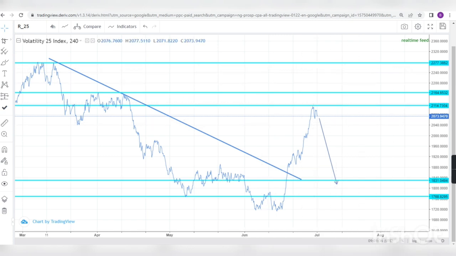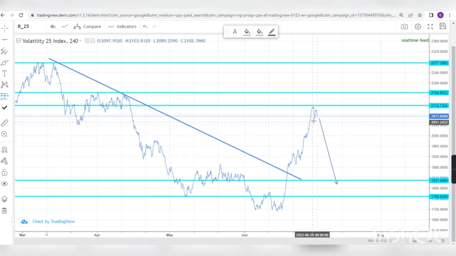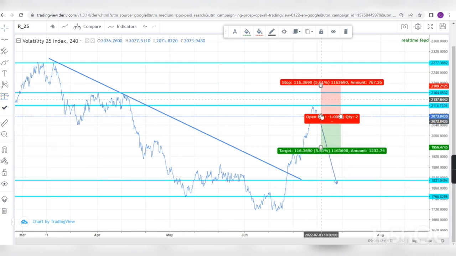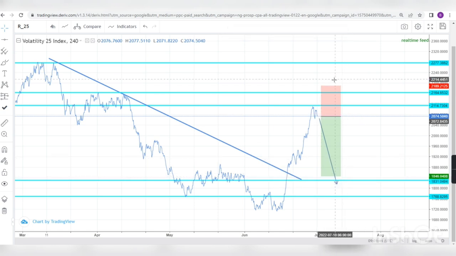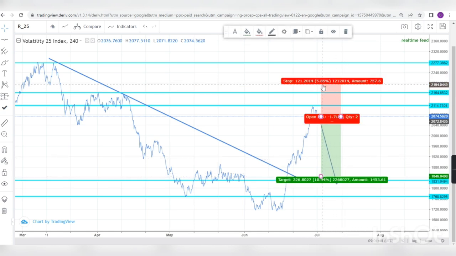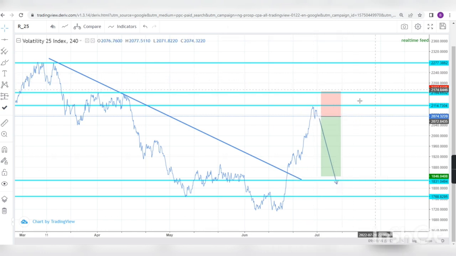So if I want to take this trade right now, what I will do is simply place a sell right here, targeting this 230 points, and I set my stop loss above this level at a 90 point loss.